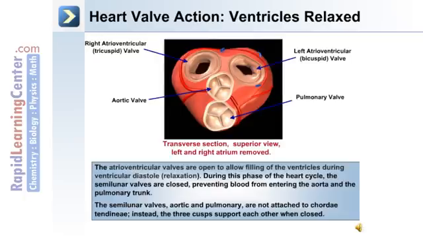During this phase of the heart cycle, the semilunar valves are closed, preventing blood from entering the aorta and the pulmonary trunk. The semilunar valves, aortic and pulmonary, are not attached to chordae tendineae. Instead, the three cusps support each other when closed.